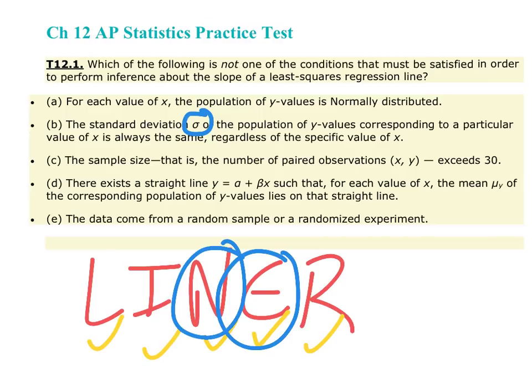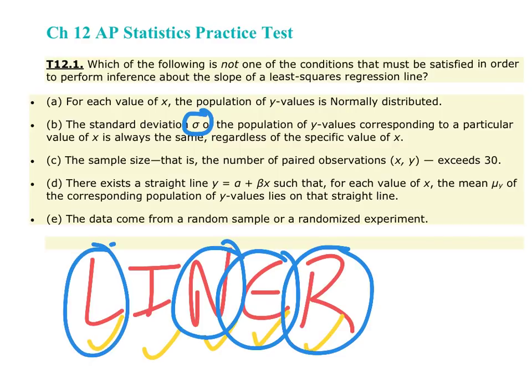I'm going to jump to E. The data come from a random sample or randomized experiment. That is our R. Letter D. There exists a straight line y equals alpha plus beta x such that for each value of x, the mean of y of the corresponding population of y values lies in a straight line. This one here is going to be the linear. Letter C, the sample size, the number of paired observations, exceeds 30. There is nothing about sample size for this one, so clearly C is the wrong answer.